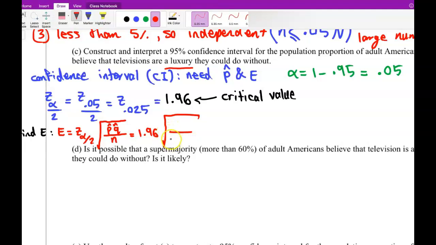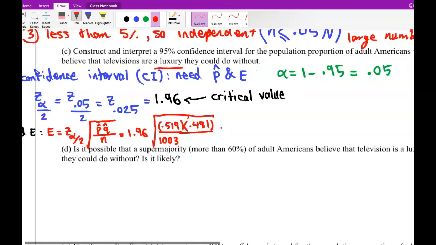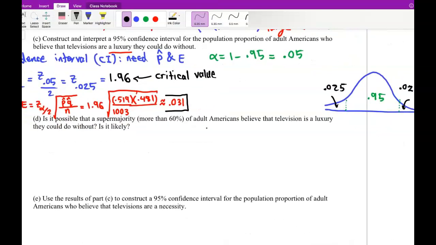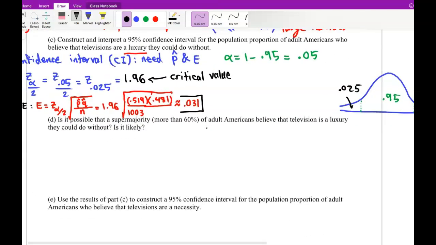times, N the sample size is 1003. P hat was 0.519 and Q hat was 0.481. So rounding that, the answer is 0.031. So this is our error. Then after that, we can find the confidence interval.